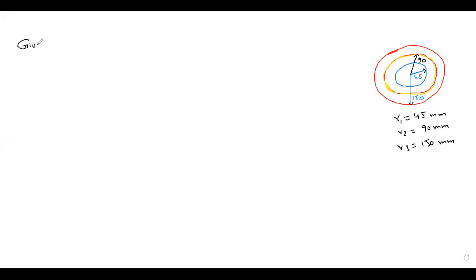So what is the given data? The external radius of the outer steel tube is given, which is 150 mm. So this is the external radius.